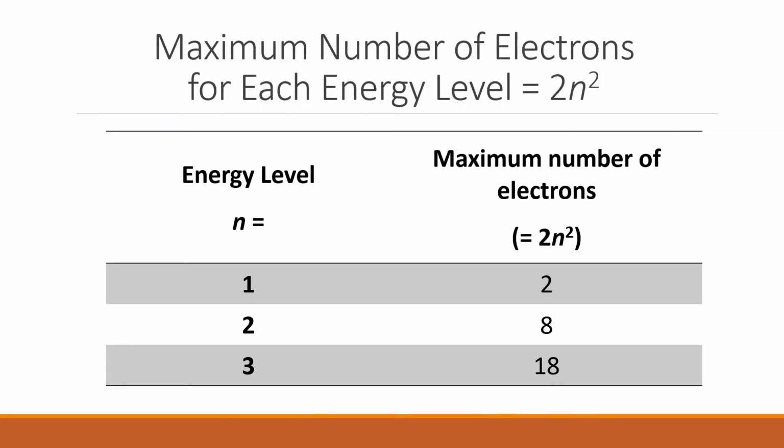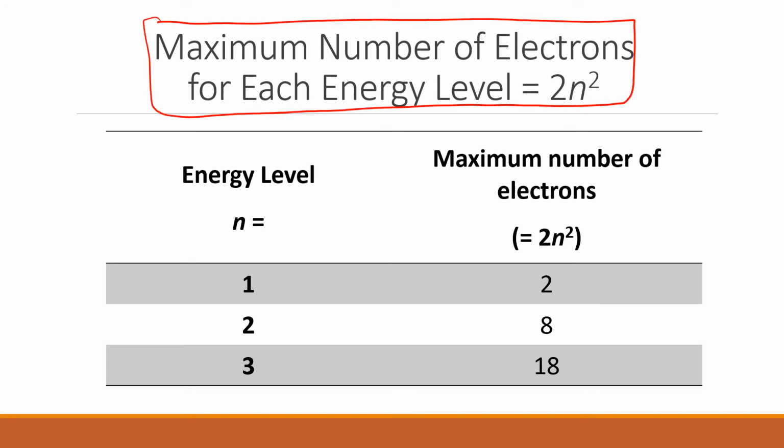As explained earlier, the formula to calculate the maximum number of electrons on any energy level is 2n squared. Using this formula, we can calculate that the first level contains a maximum of 2 electrons, the second level can hold a maximum of 8, and the third level can hold a maximum of 18 electrons.